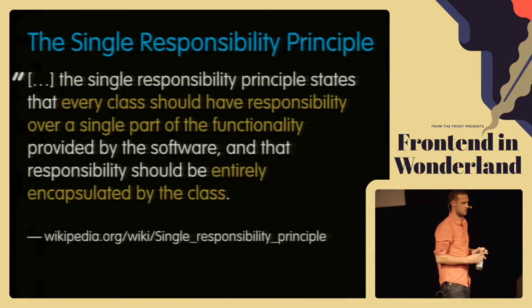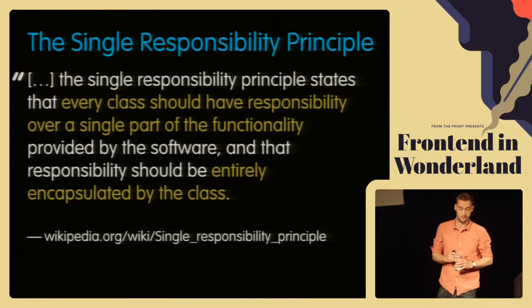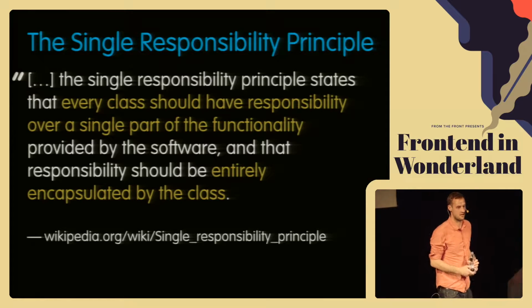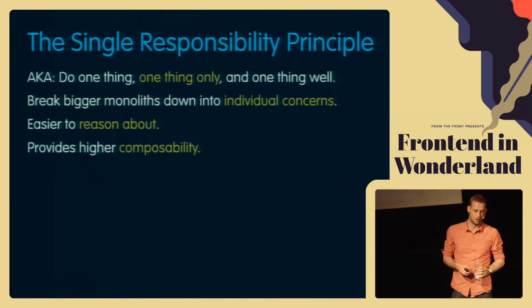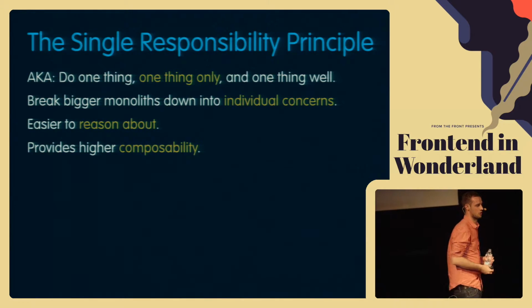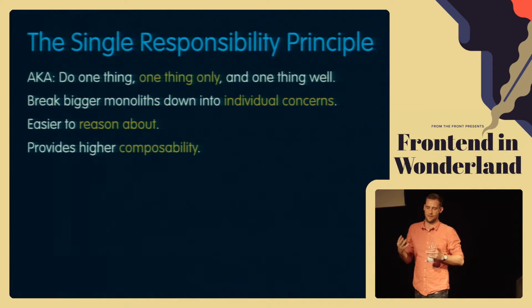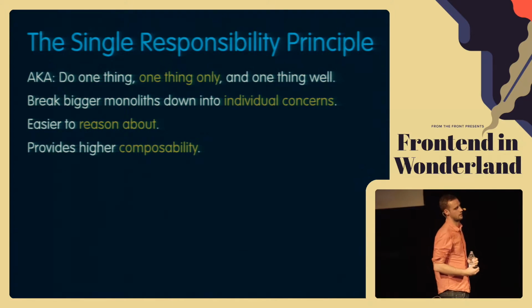So the single responsibility principle basically states that every class should have a responsibility over a single part of the functionality, and it should be entirely encapsulated. So it just means that everything should do one job only, one job very, very well. It manages to focus your intention on solving one task in isolation. We're breaking big monolithic things into individual tasks, and we do this all the time in our day-to-day life.